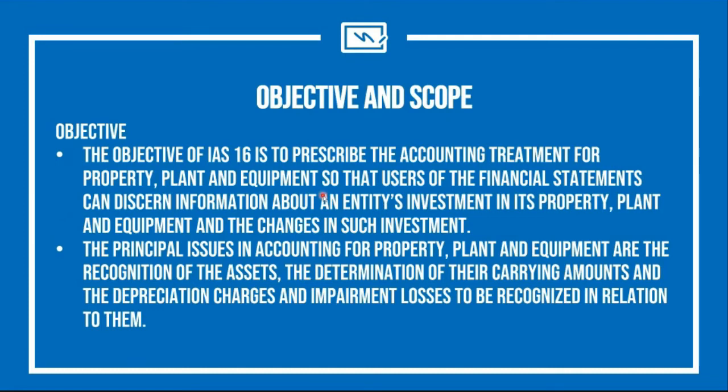So the objective of IAS 16 is basically to prescribe the accounting treatment for all PPE so that the user can prepare the financial statements or the components of the financial statements with proper discernment with regards to the invested PPE of the company. So the principal issues in accounting for PPE are basically the recognition, the determination of the carrying amount, and the depreciation charge, as well as the impairment loss. Kaya doon din iikot yung ating discussion.